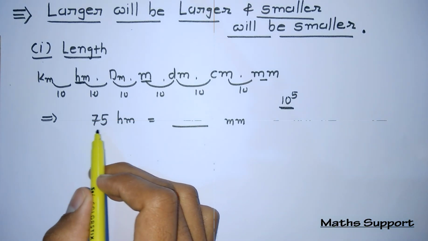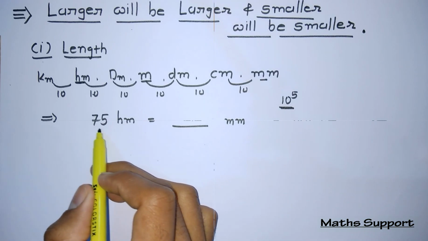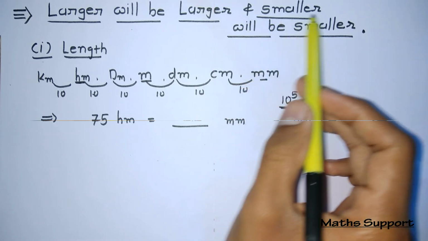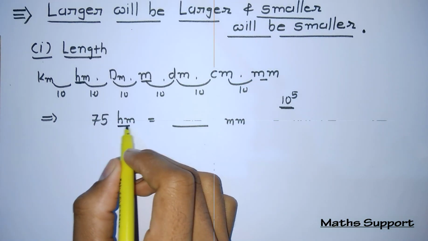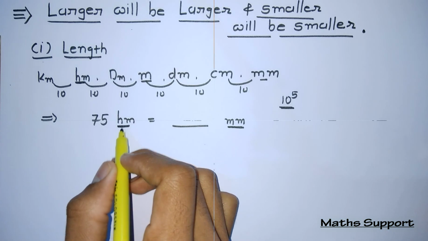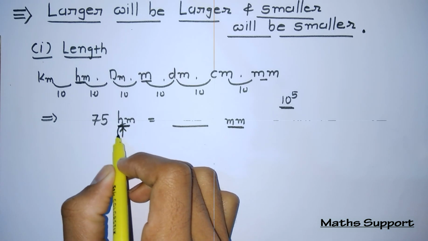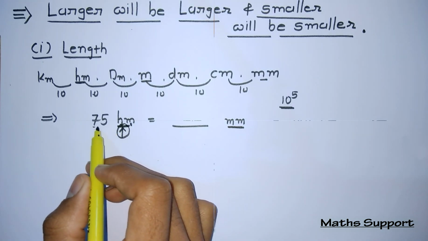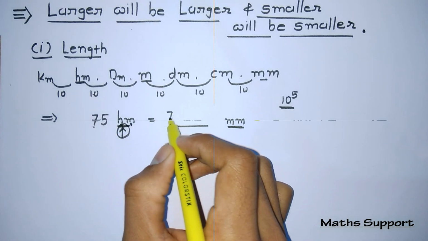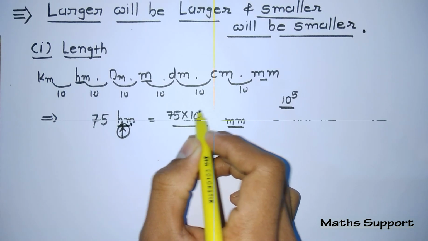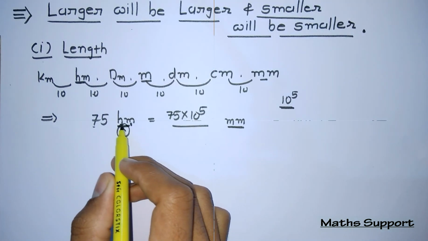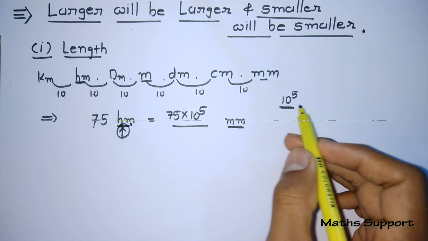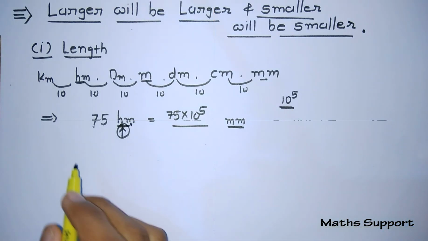Now we need to multiply or divide 75 by this 10 raised to 5. That decision is taken from this sentence: larger will be larger and smaller will be smaller. Between hectometer and millimeter, hectometer is larger. As discussed, larger number will be more larger, so we'll multiply 75 by this, 75 into 10 raised to 5. If it's a larger unit, we multiply by the relation, and if it's a smaller unit, we divide by the relation.